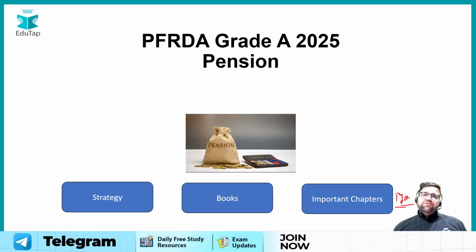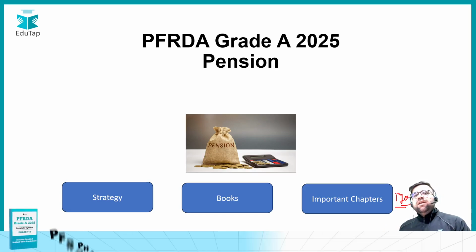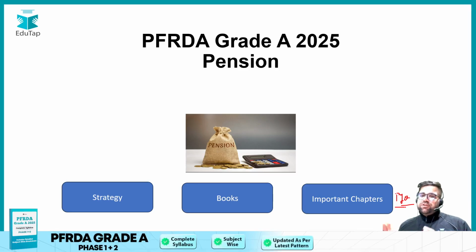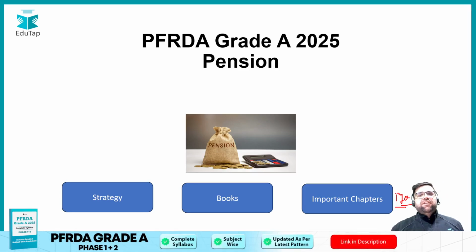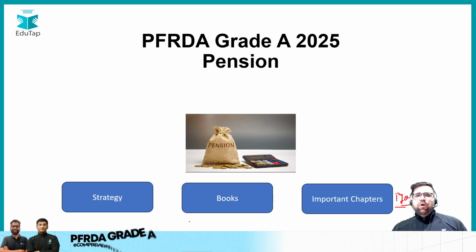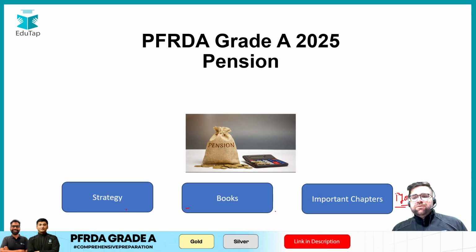pension sector, which definitely plays an important role in phase 1 of PFRD Grade A 2025, and it plays an equivalent important role in phase 2 also. So if you are ignoring pension sector, then definitely you are making a big mistake. So let's start this particular video. I will come to all the 4 points, which are strategy, books, important chapters, and previous year questions in just a while.